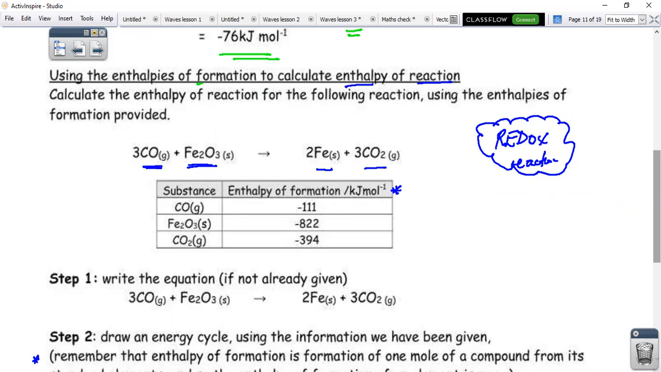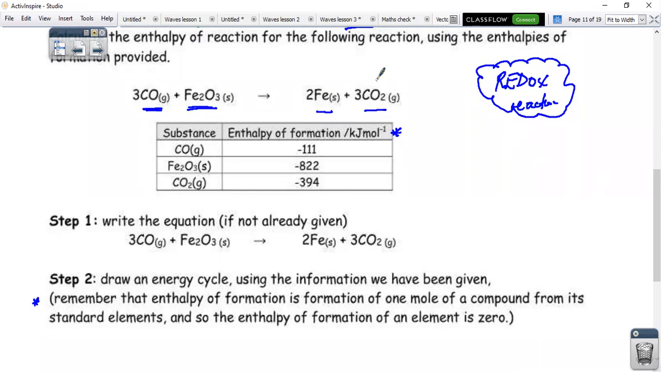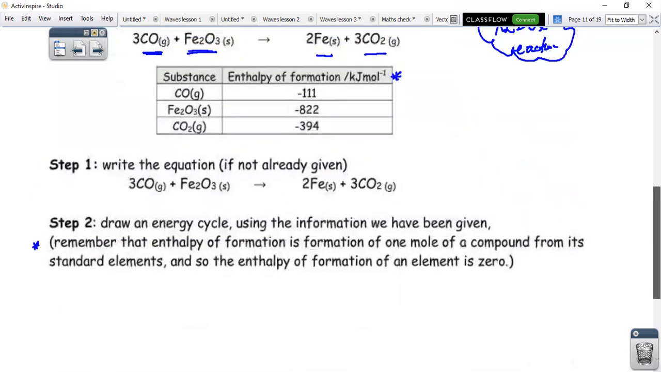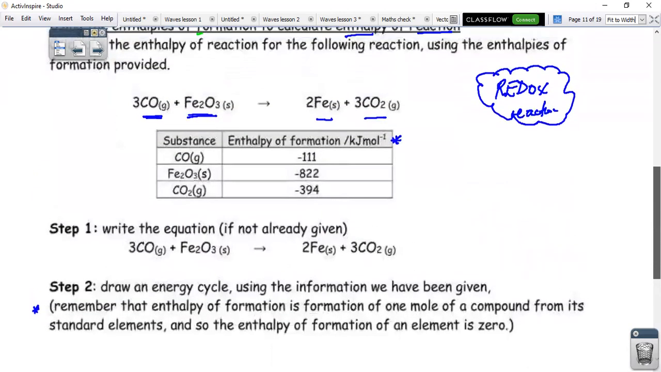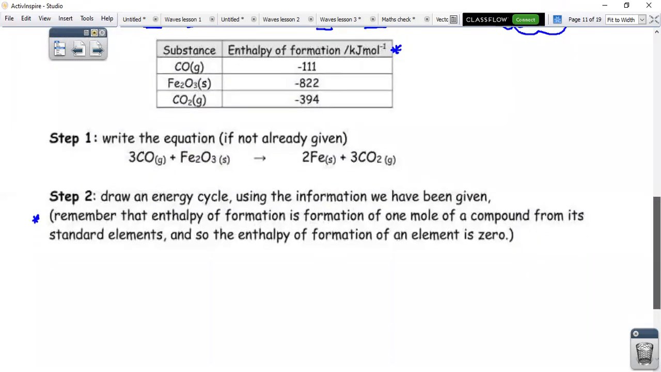All right, so let's look at this example now. Again, we've been given some enthalpies of formation, and the equation has been given. Sometimes the equation is not given, but rarely; oftentimes the equation is given. So here we go. That's the equation given, and it's important to check that the equation itself is balanced. You okay with that part so far? Good stuff. Then we draw an energy cycle, and we try and show the paths that we can use to get to the products as well as the reactants.